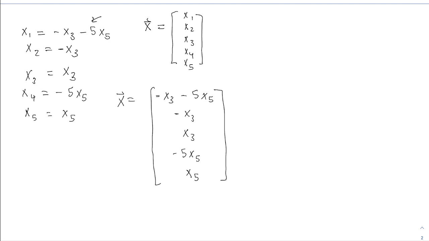Now you might ask, can we just stop now? We expressed our basic variables in terms of our free variables. Well, it's a little messy looking, and I don't like to look at it like that. It's not really helpful in this form. So let's see if we can split things apart. Let me rewrite this briefly: negative x3 minus 5x5. Okay, negative x3, and then I'm going to add a 0x5 here.